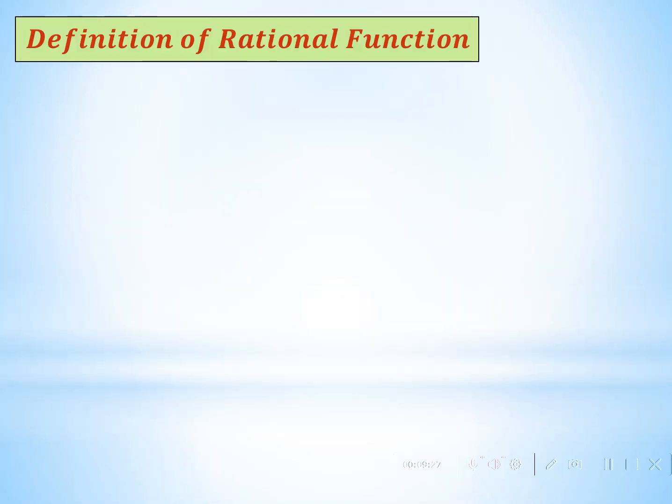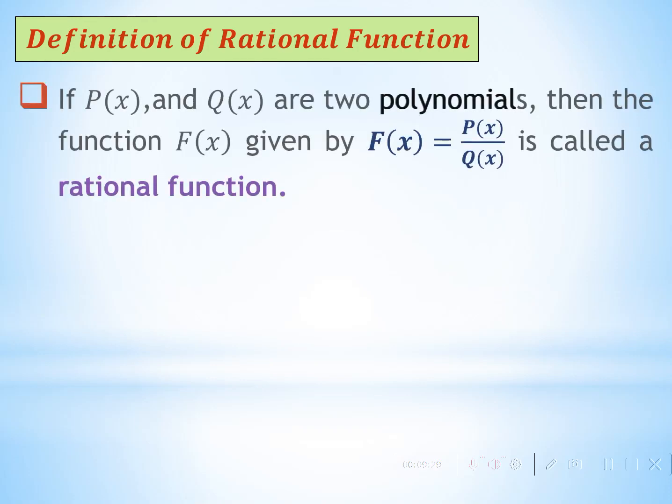Definition of rational function. If p of x and q of x are two polynomials, then the function f of x given by f of x equals p of x over q of x is called a rational function. This means if we have two functions, both are polynomials, and we put one of them in the numerator and the other in the denominator, then we have created a rational function.